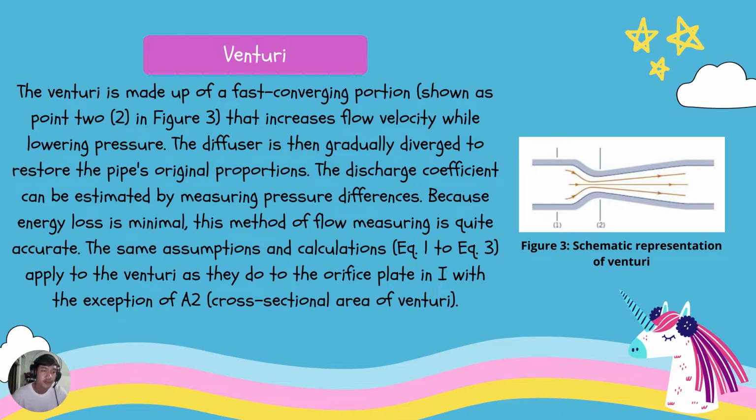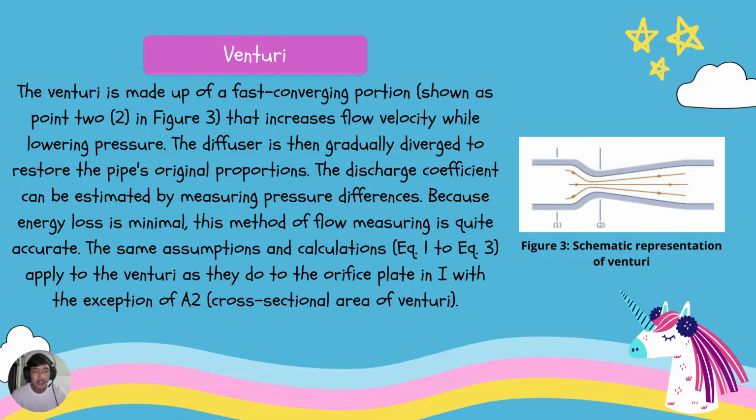Venturi. The venturi is made up of a fast converging portion, shown as point 2 in figure 3, that increases flow velocity while lowering pressure. The diffuser is then gradually diverged to restore the pipe's original proportion. The discharge coefficient can be estimated by measuring the pressure difference.